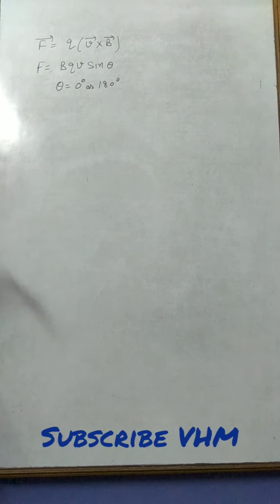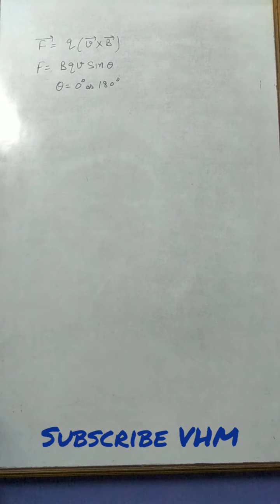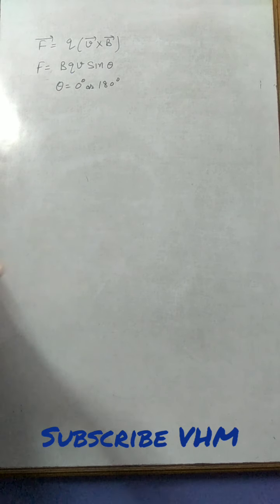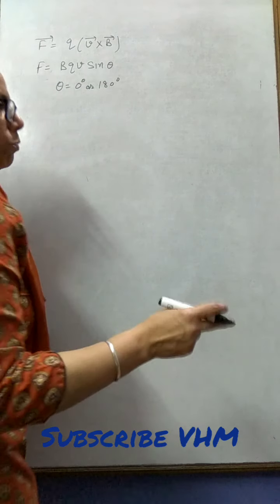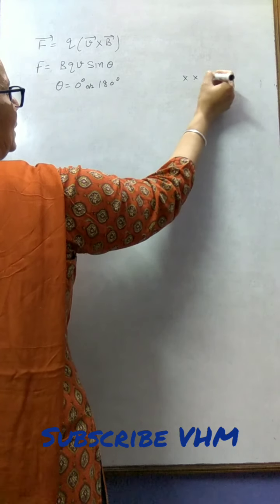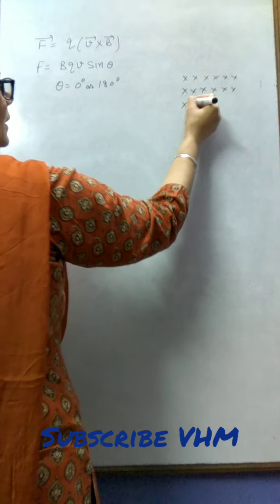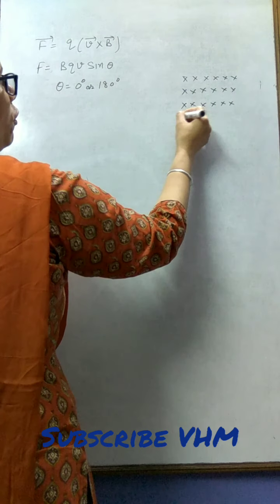It means if the charged particle moves parallel or anti-parallel to the magnetic field, the force exerted by the magnetic field is 0. When theta is 90 degrees, when the charged particle moves in a perpendicular direction in a magnetic field, it will give the maximum force. Now we have two more terms to represent the uniform magnetic field. It is represented by the cross signs. This is also the representation of a uniform magnetic field.